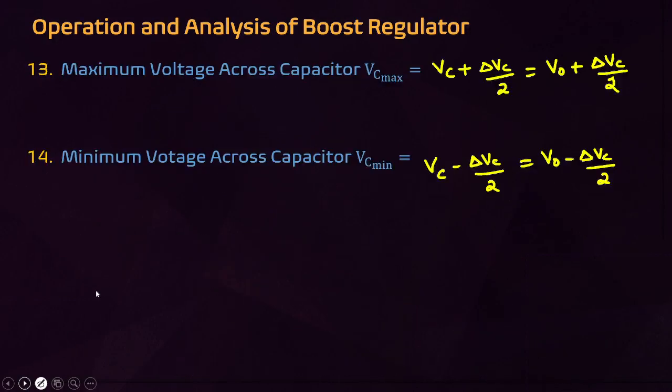Then what is the critical capacitance? Before that, this is the maximum voltage across the capacitor. Maximum voltage across the capacitor is nothing but the maximum average output voltage. Minimum voltage across the capacitor is nothing but the minimum average output voltage, friends.